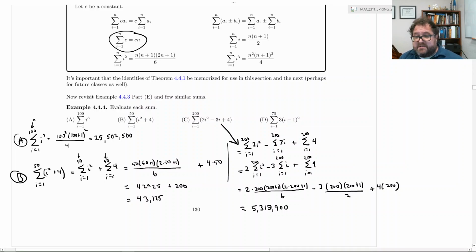Okay, last example here, example D. What we have here, we have the sum from i equal 1 to 75, 3 times (i minus 1) squared. Okay, this is going to take some algebra. Why? Because first of all, we have a 3 we can factor out. But then we have (i minus 1) squared.